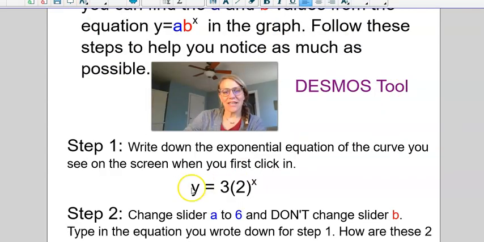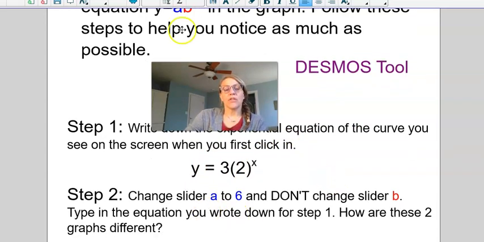So when you first click in, you should have seen the equation y equals 3 times 2 to the power of x. And we're going to relate all the other equations that you end up writing down and looking at compared to this one. So you can just see, is changing that a value, how does that change the graph? And changing the b value, how does that change the graph? So if you didn't get this one right from the get-go, it's okay. Just change it to that now.